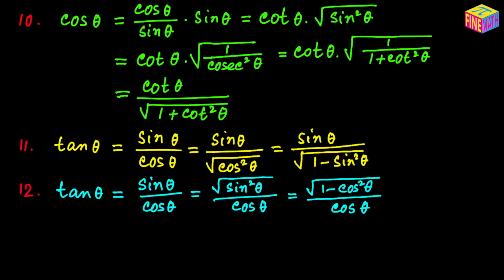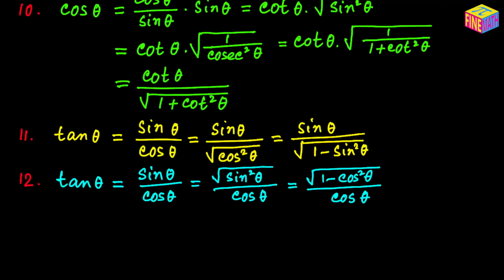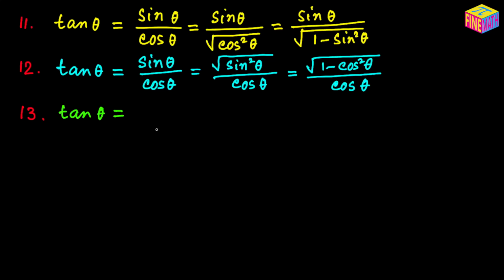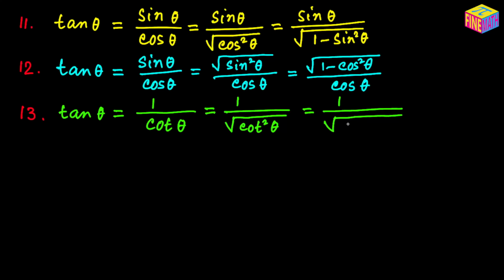Now let's try to convert tangent of theta into cosecant of theta. From the reciprocal identity, we know that tangent of theta is equal to 1 over cotangent of theta, and then we can easily write it as 1 over square root of cotangent square theta. And then we know that cotangent square theta is actually equal to cosecant square theta minus 1, because we have a Pythagorean identity that says that cosecant square theta is equal to 1 plus cotangent square theta. So cotangent square theta would be cosecant square theta minus 1. That's exactly what I have done here. So now you see we have been able to express tangent of theta in terms of cosecant of theta.